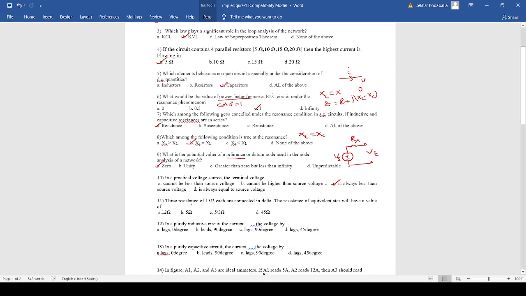11th question. Three resistances of 15 ohm are connected in delta. The resistance of equivalent star will have a value of. See, if I connect three resistors in delta which are having 15 ohms each.